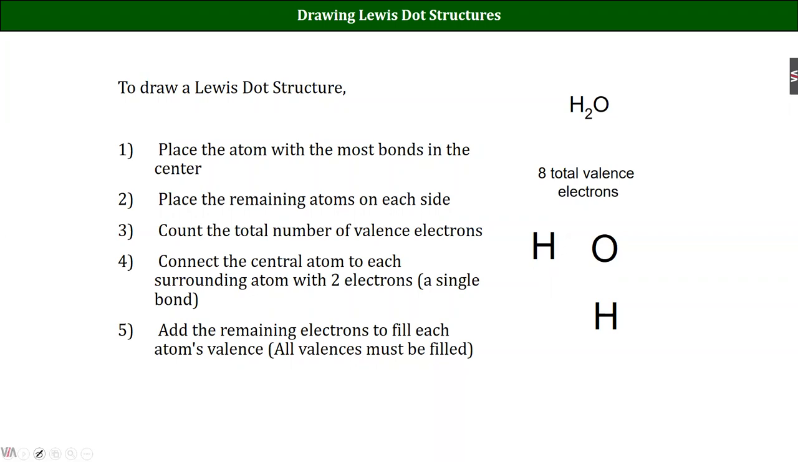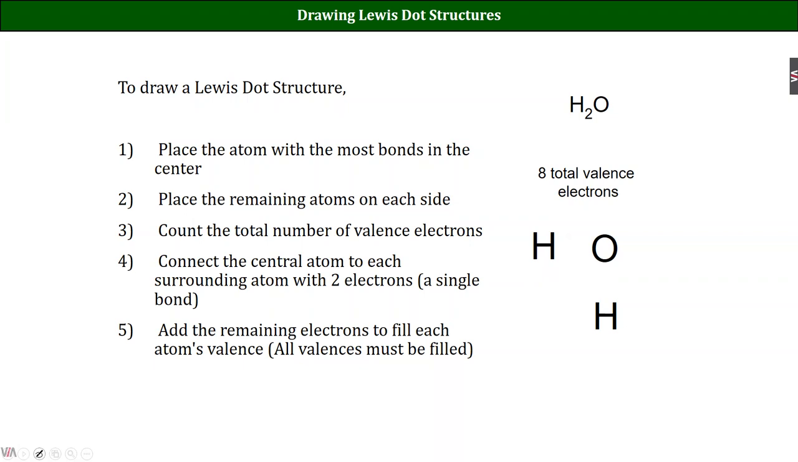Right, so whatever that covalent compound is we're dealing with, we can still do this. We just look at the periodic table. This is why we learned to count valence electrons in the first place. One is so we can predict charge on the ions, but the other one is so that we can figure out how many valence electrons we have to work with.